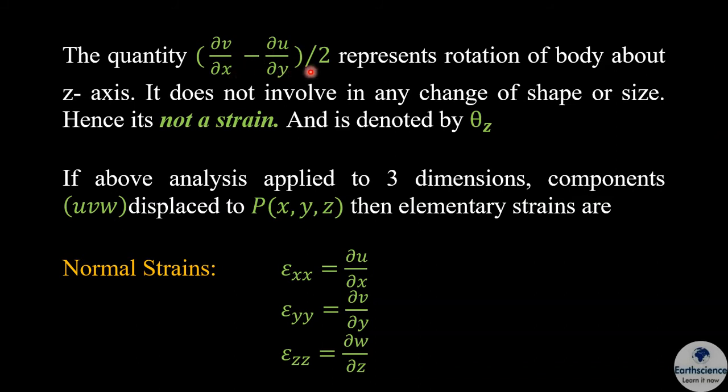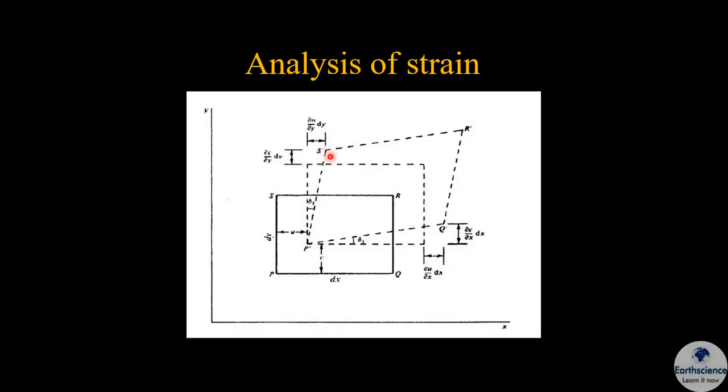The quantity (dv/dx minus du/dy) divided by 2 represents the rotation. As I mentioned earlier, this is not a strain. This is only rotation, denoted by theta z in the z direction. If we consider a three-dimensional body, but here we consider only the two-dimensional xy plane.